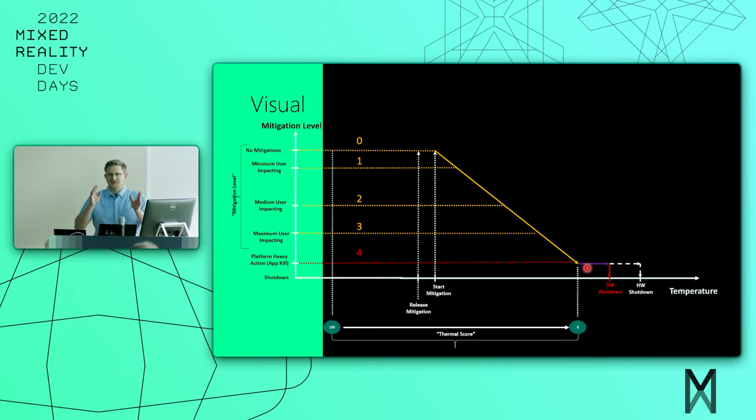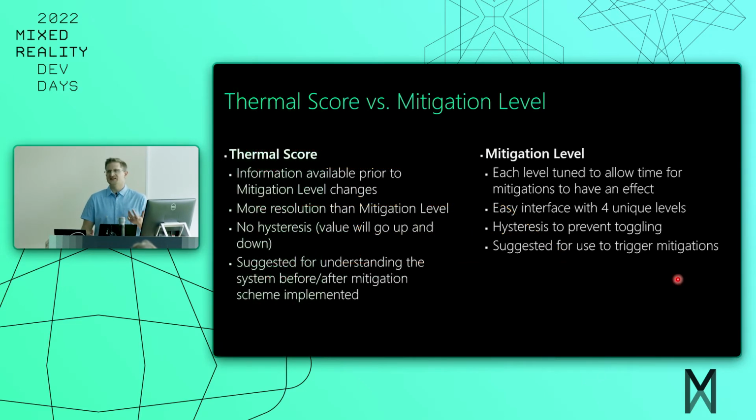So just to beat it in one more time, there's two main concepts here. There's thermal score and mitigation level. And the idea of the thermal score is that you have information available prior to the mitigation level notifications. It has more resolution than the mitigation level because it's going from 100 to 0. It doesn't have any hysteresis, so you can track those ups and downs a lot better.